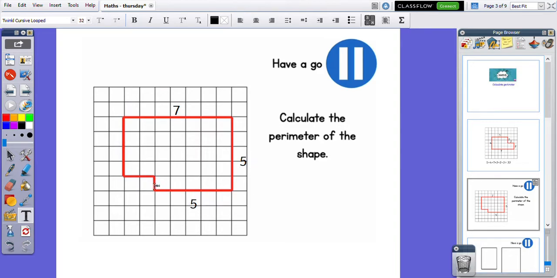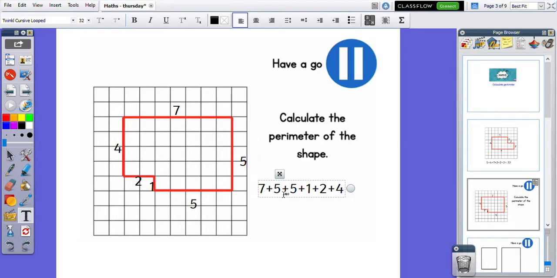Then we've got 1 here, so we need to remember we need to get both of these sides in. Then we've got 2 here. Then we've got 4 up the side. So we are doing 7, add 5, add 5, add 1, add 2, add 4.